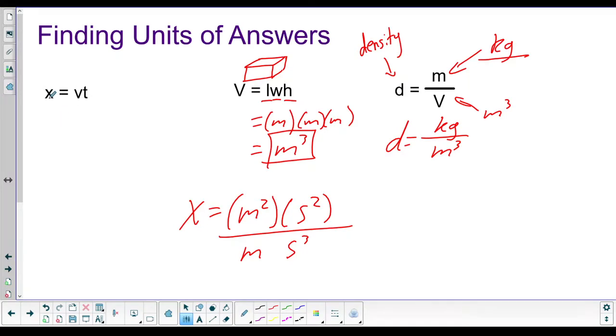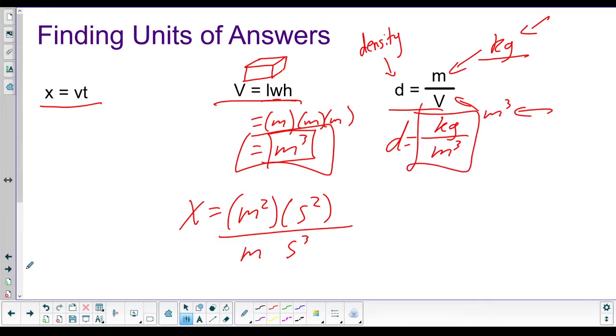So if you're going, Mr. Bourne, I have no idea what these equations are or where you're getting these units from, don't worry about it. You're going to be given the units on your homework. You just have to make sure that you can simplify them like this and like this. Okay.